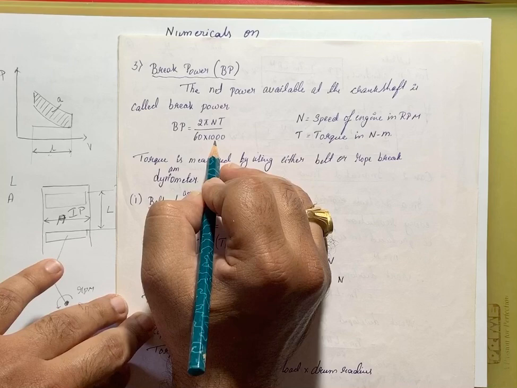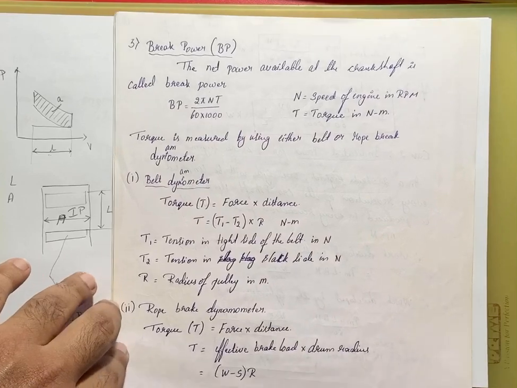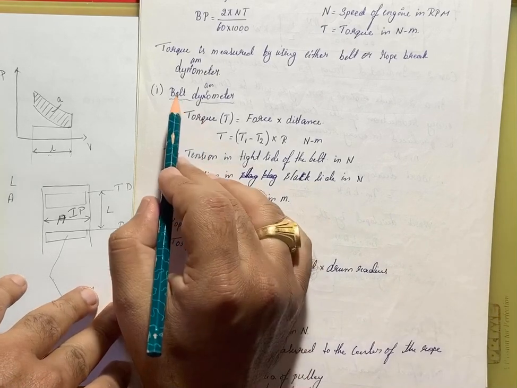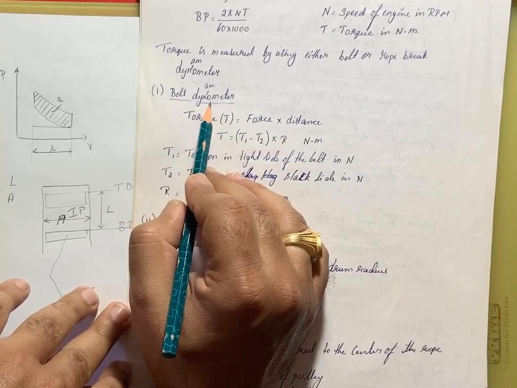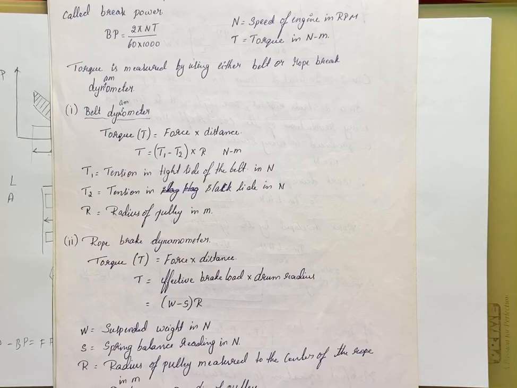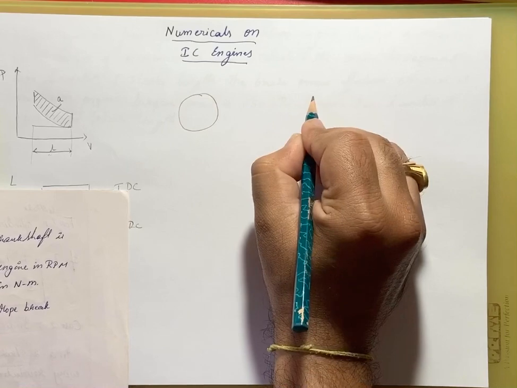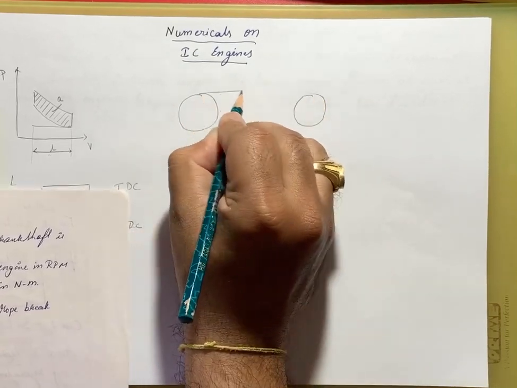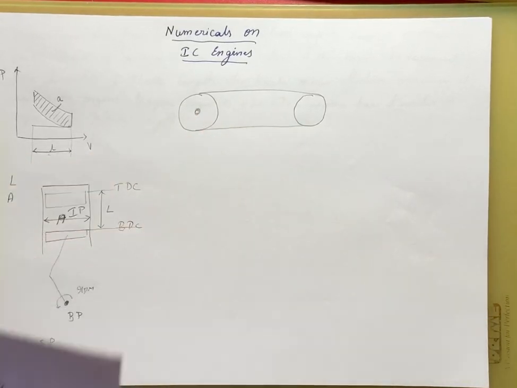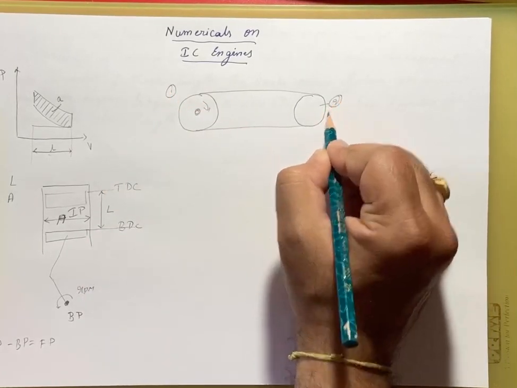That means the power which is available at the crankshaft, we call brake power, right? To find that, we have two different means to measure the brake power. The first one is the belt dynamometer. The belt dynamometer is like this. We have two pulleys, the driver shaft and the driven shaft, and in between them the belt is connected. Here the crankshaft is connected to the driver shaft. One is the driver shaft, two is the driven shaft.